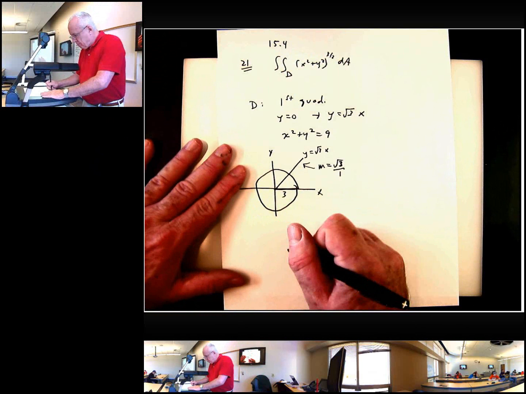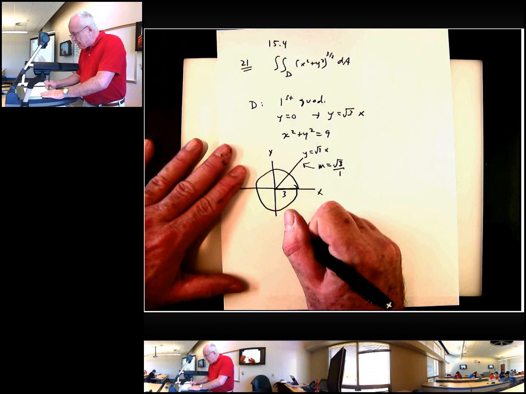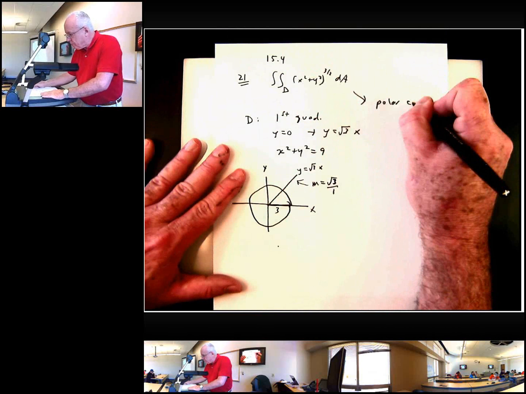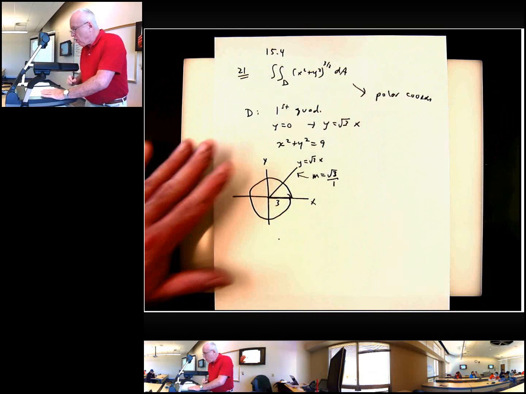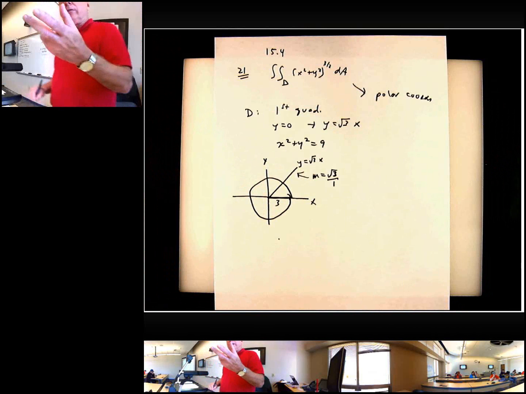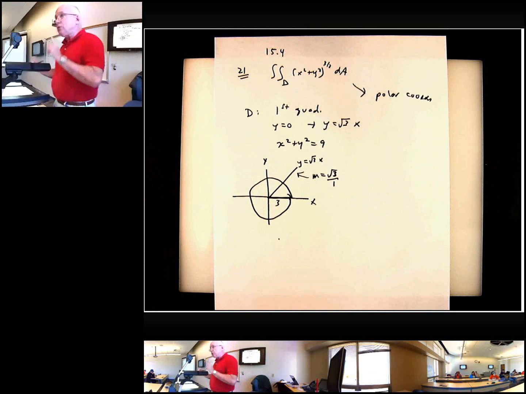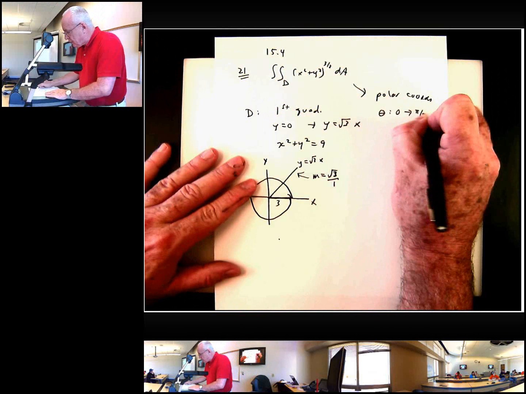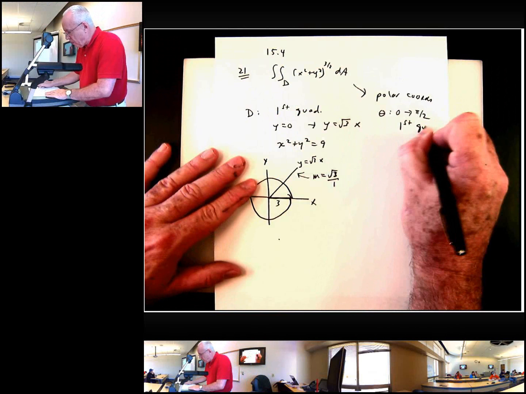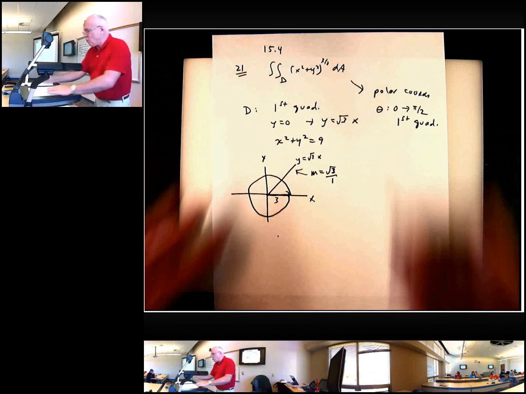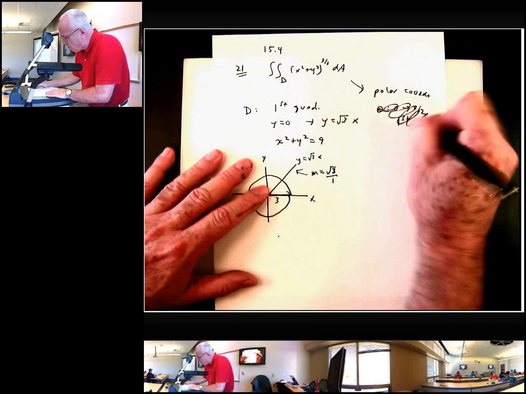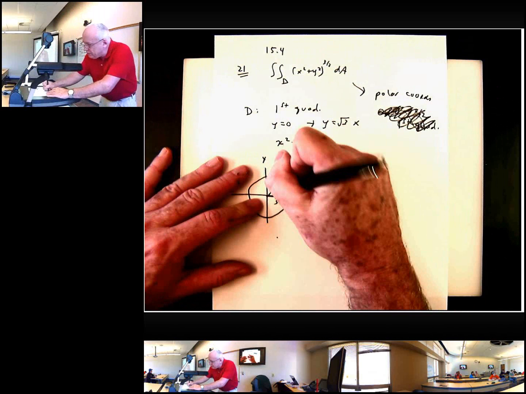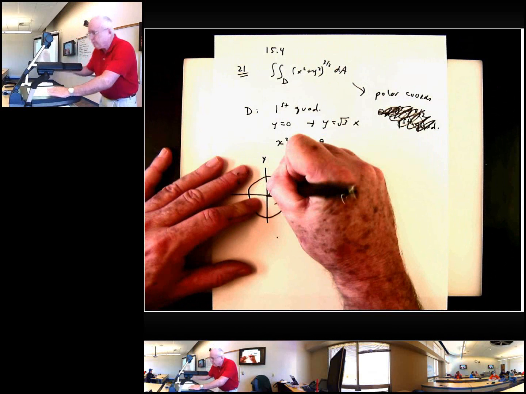Now, let's look at what we have to do here. This is going to go into polar coordinates. All right. So we know what our limit for theta is going to be, right? 0 to pi over 2, because it's strictly the first quadrant. All right. No, cross that out. This is our theta. We're talking about this area right here.